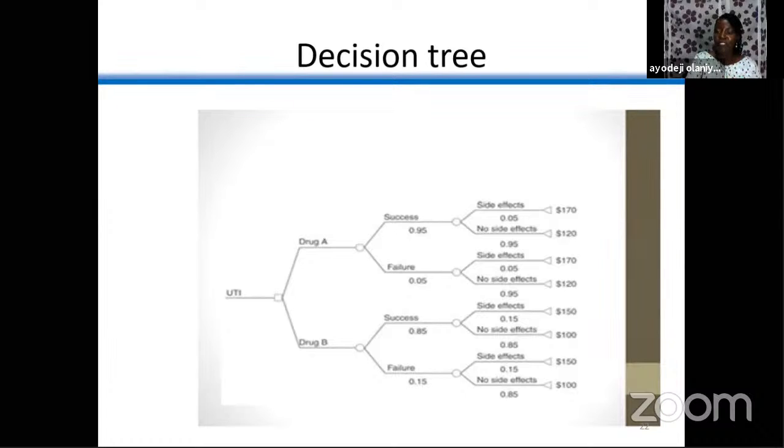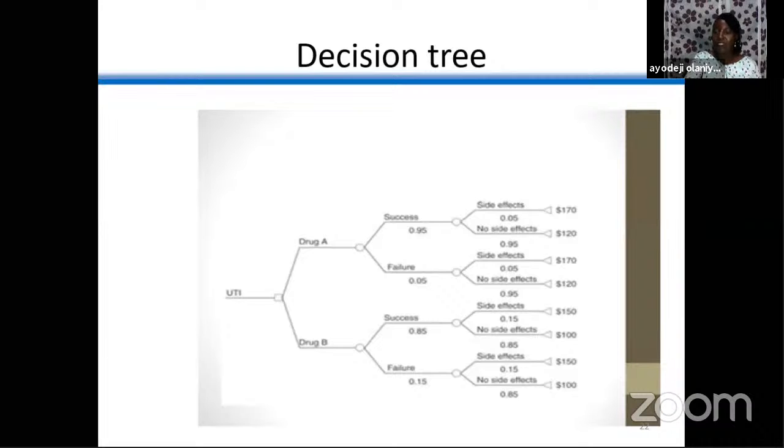5% of developing failure when you use drug A. But even when there's failure, because it's a drug, there's still probability of developing side effects or no side effect. So we have 5%. That's the third line there now, 5% of developing side effects. And you can still see that the total cost at the end of the day is still 170 because the cost of the drug and the cost of managing side effects is constant.